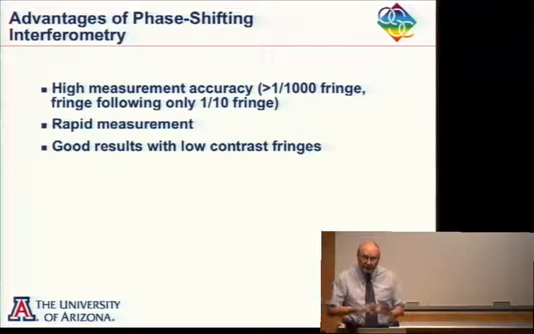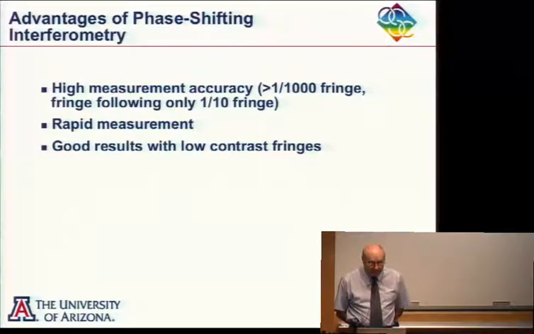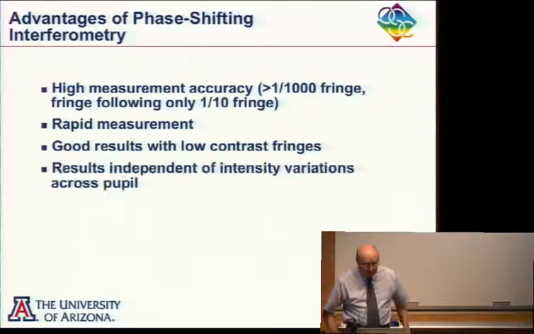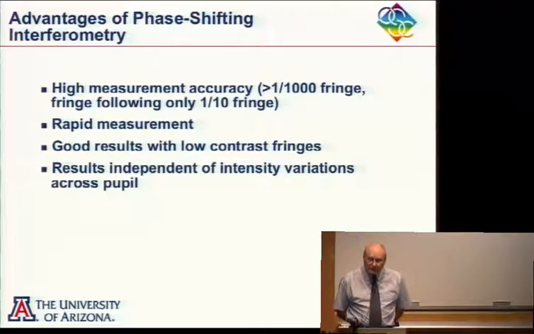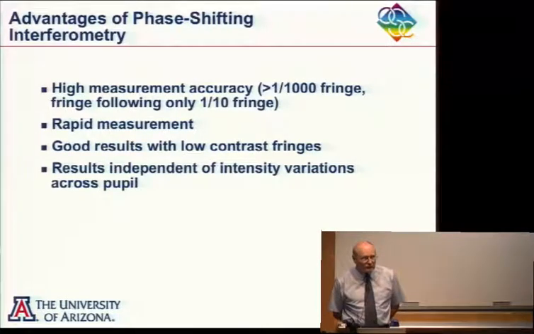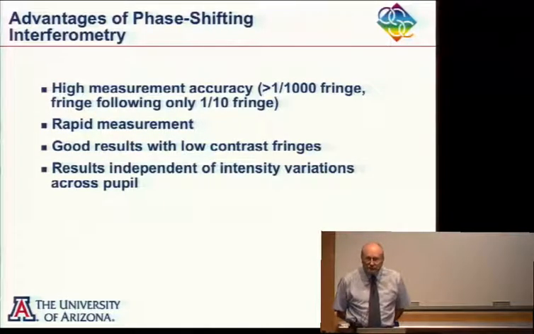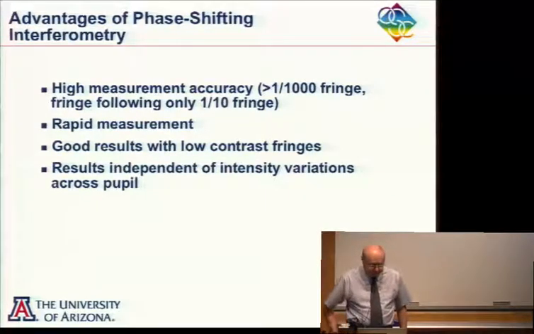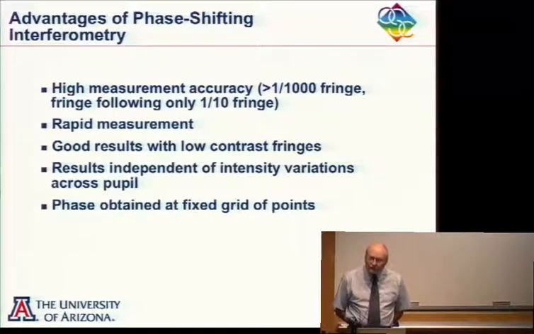We might lose a little accuracy if we have low contrast fringes, but we're probably going to still get pretty good results. And it doesn't depend upon the intensity of the beam being constant across the beam. It can vary across the beam, and it still works well. We're going to get the phase at a fixed grid of points.